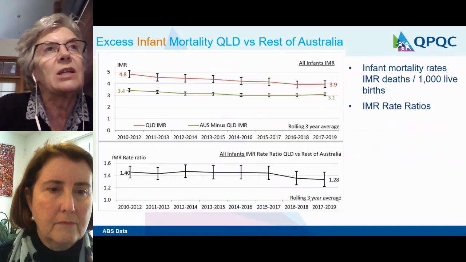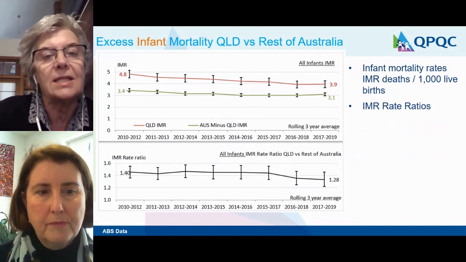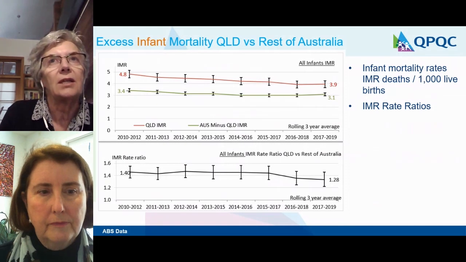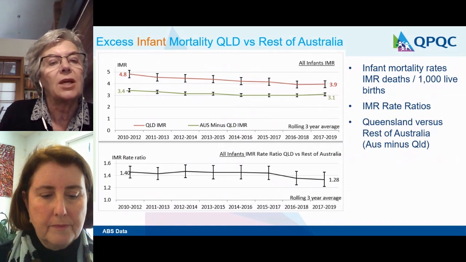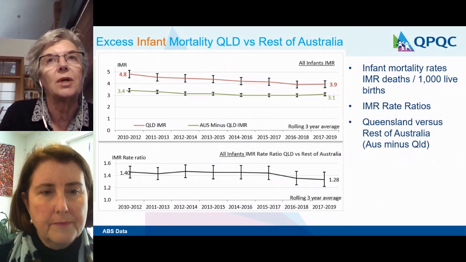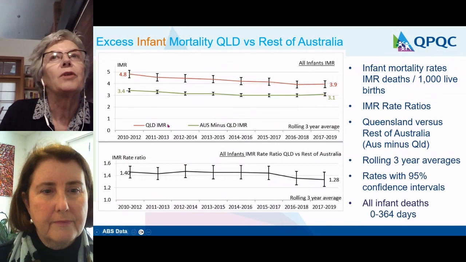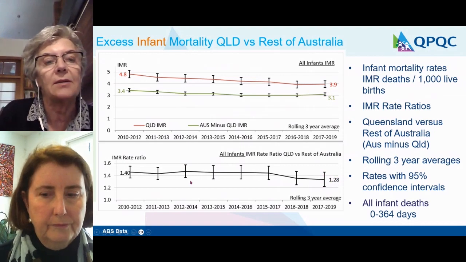So this wasn't just an academic interest to us. We have a higher infant mortality in Queensland than the rest of Australia. Looking at deaths per 100 live births and rate ratios, taking all the jurisdictions in Australia except Queensland as the rest of Australia group, so these are two discrete populations, and we used rolling 3-year averages. And you can see the difference in the infant mortality rates between Queensland and the rest of Australia. There's an average of around a 20% higher IMR in Queensland.